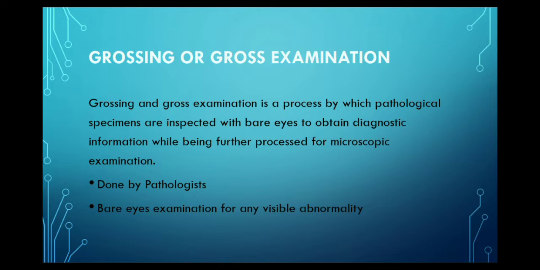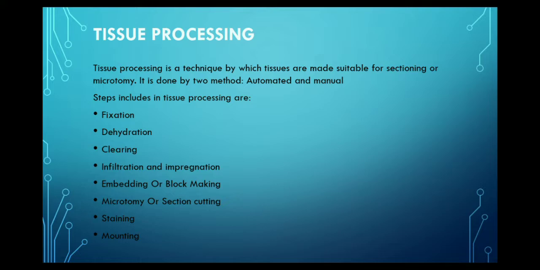It is an initial step before tissue processing in histopathology for obtaining accurate diagnostic information while being further processed for microscopic examination. After grossing, tissue undergoes tissue processing. Now, what is tissue processing? Tissue processing is a technique by which tissues are made suitable for sectioning or cutting, followed by embedding. Tissue processing is done by two methods. First one is automatic and the second one is manual.